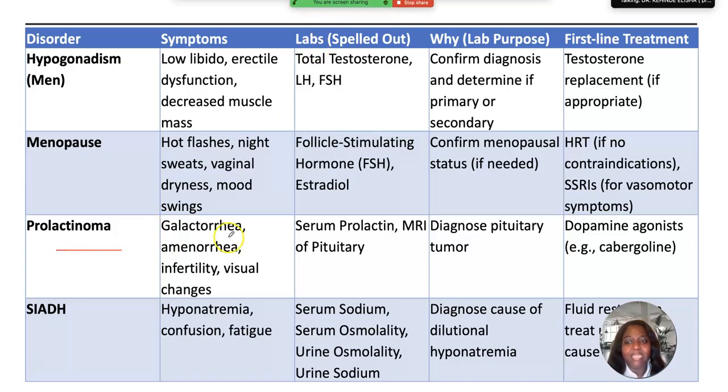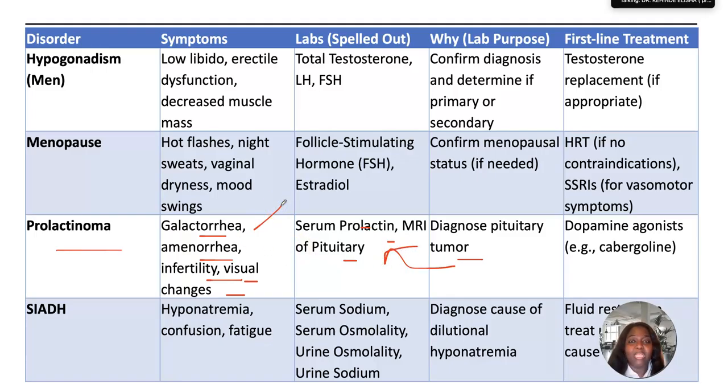What about prolactinoma? Galactorrhea, amenorrhea, infertility, visual changes are things that we see. Serum prolactin and MRI of the pituitary are the labs that we need to draw for this patient. What about a diagnosed pituitary tumor? Why is that? That's why we rule it out, because if we don't diagnose pituitary tumor with this workup, galactorrhea can also come with other things.